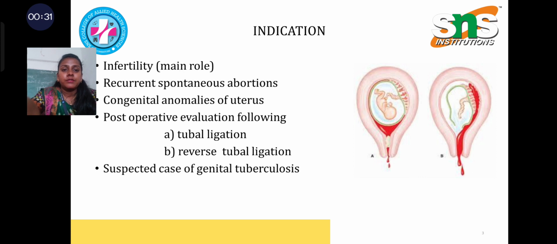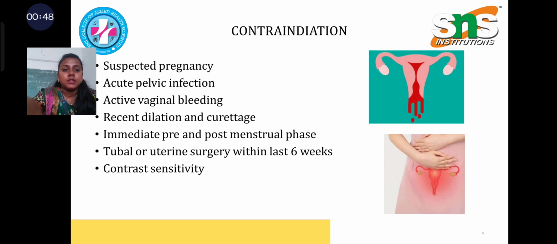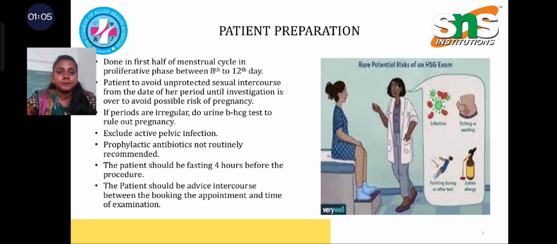Indication: infertility, which is the main role. Recurrent spontaneous abortion, congenital anomalies of the uterus, post-operative evaluation following tubal ligation, reverse tubal ligation, and suspected cases of genital tuberculosis. Contraindication: suspected pregnancy, acute pelvic infection, active vaginal bleeding, recent dilation and curettage, immediate pre and post menstrual phase, tubal or uterine surgery within the last 6 weeks, contrast sensitivity.